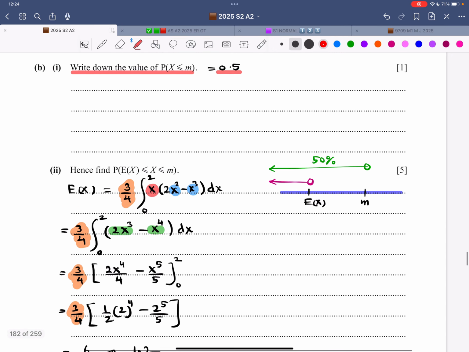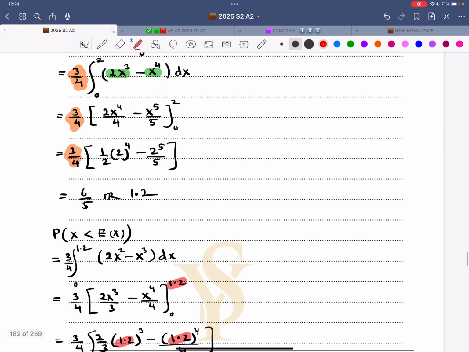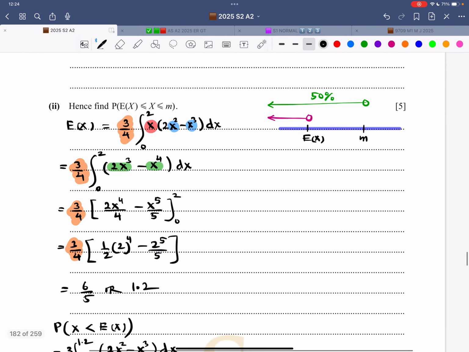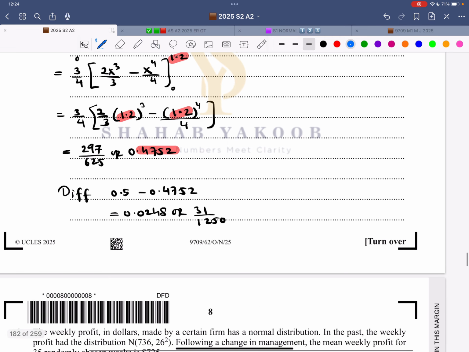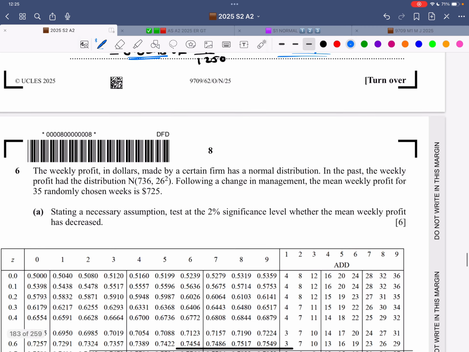So this is 50%, this is 47.52%. So what is the difference between the two? The difference is 50% minus this thing, that is 0.0248, or 2.48% if you want to write it in percentage. So that's the answer for this part.